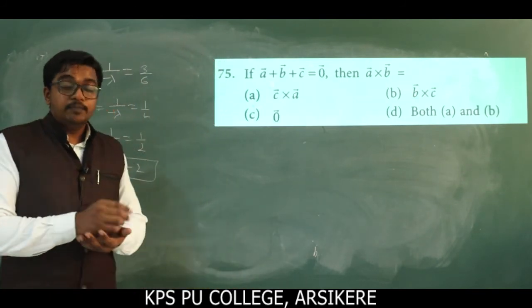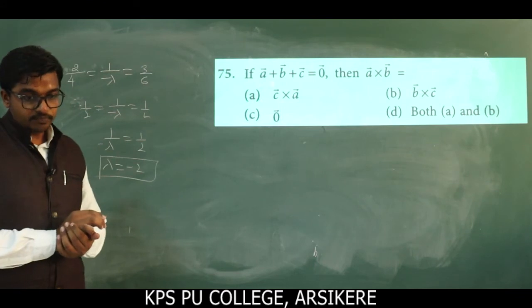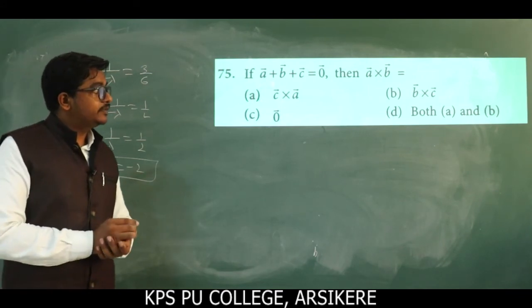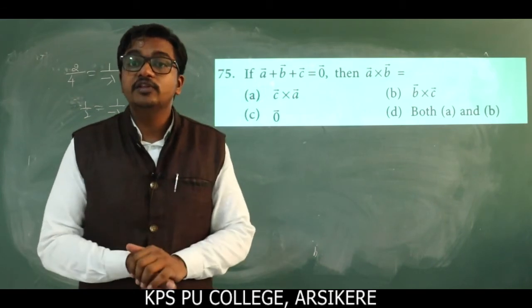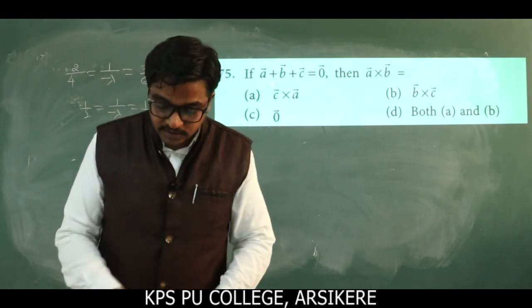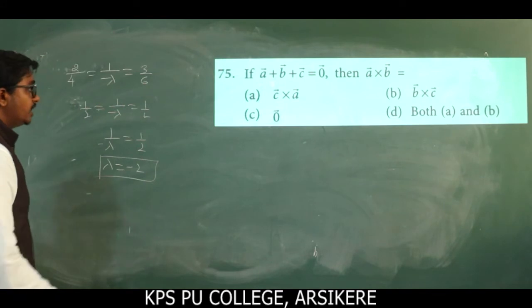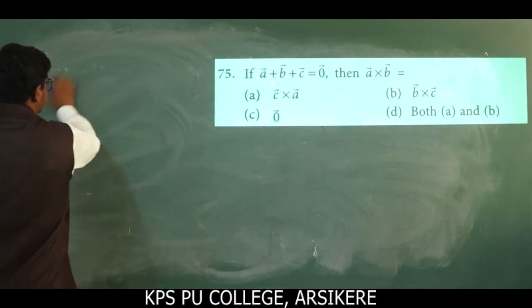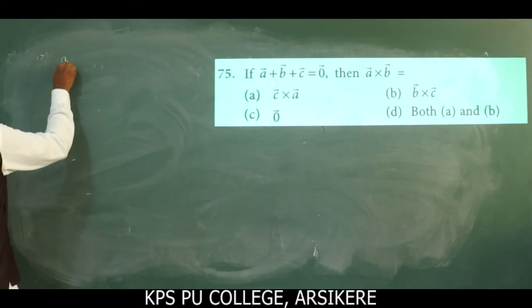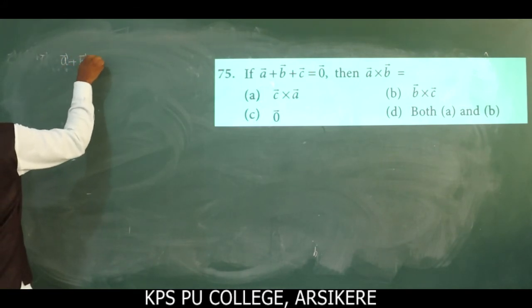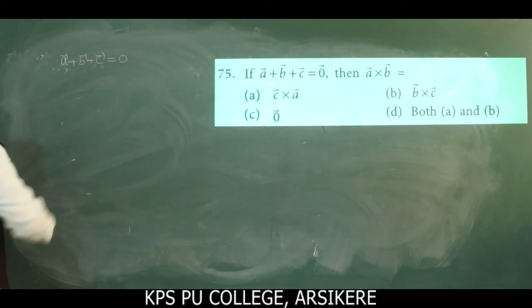If vector A plus B plus C is equal to 0, then A cross B is equal to what? What have they given here: A plus B plus C. It means the sum of three vectors is equal to the zero vector. Then we need to find an expression for A cross B.